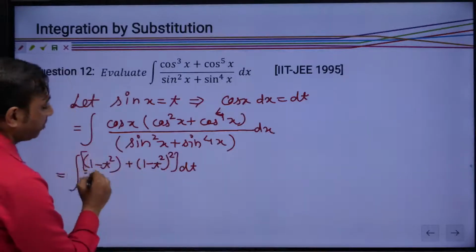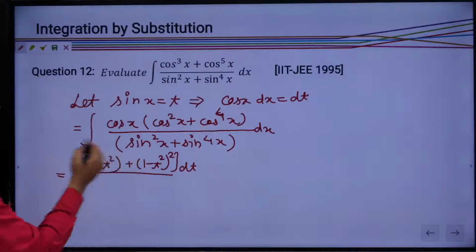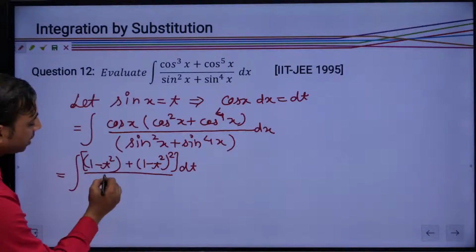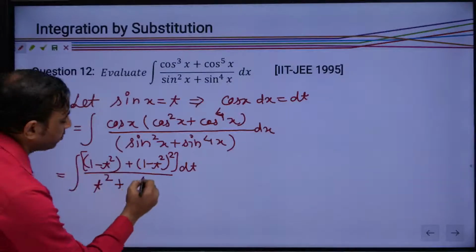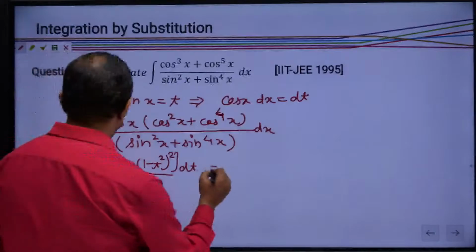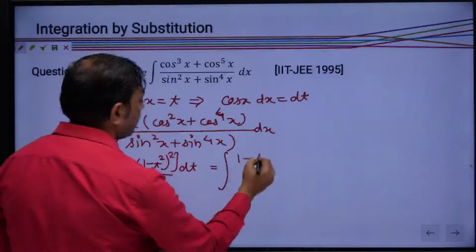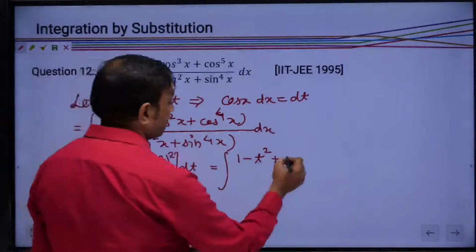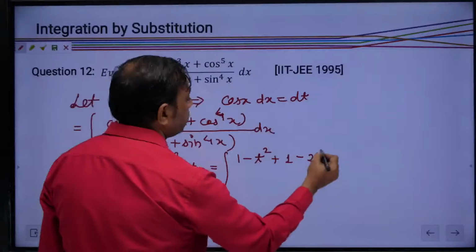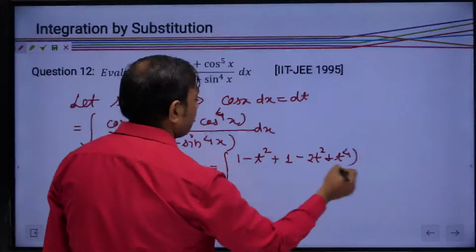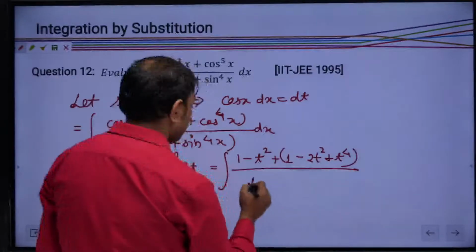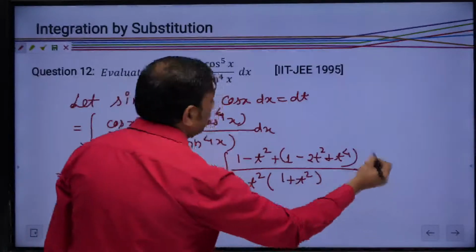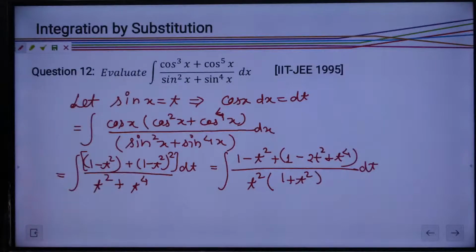So this is the numerator we have, while in the denominator we have sin square x and sin to the power 4x. So sin square x is t square, while sin 4x is t to the power 4. Okay, we'll do a little more simplification. We have 1 minus t square plus (1 minus t square) to the power 2, which can be expanded as 1 minus 2t square plus t4, divided by, in the denominator, t square common, 1 plus t square. So this is how we can do the simplifications.